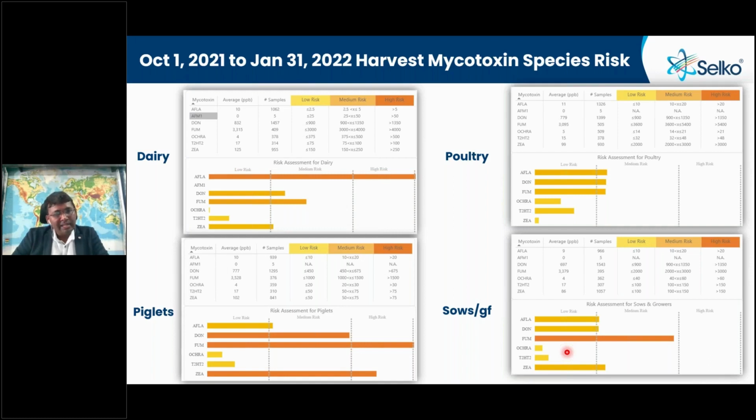Piglets, as expected, you see a very high risk for fumonisins and ZEA, and moderate risk for DON. And then sows, you see relatively better because they can manage a bit of mycotoxins in there. So overall, this is how it looks. I think more data has become available. Hopefully, we can share it mid-year through some email contacts to you and see what's coming through.